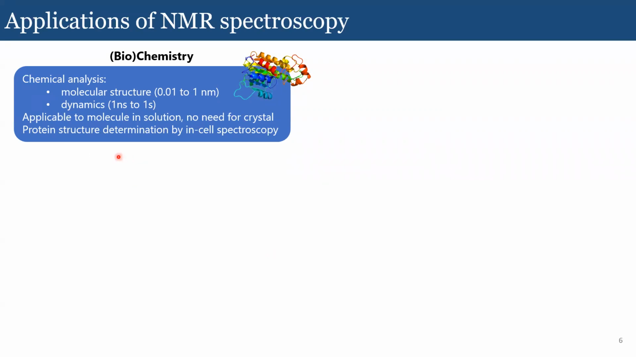In biology, NMR spectroscopy is particularly useful as it allows you to study proteins directly in a cell, which is called in-cell spectroscopy. This is pretty powerful because it avoids the extraction of the protein and the crystallization you would have to do for XRD and so on. So it's a pretty straightforward and nice technique.